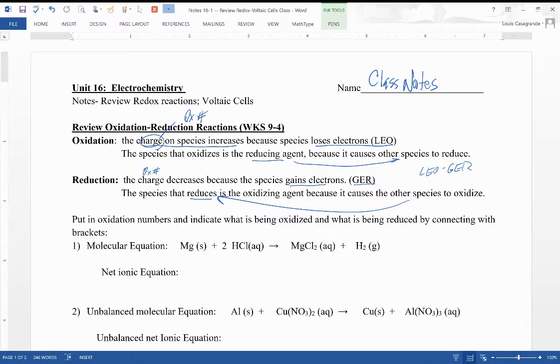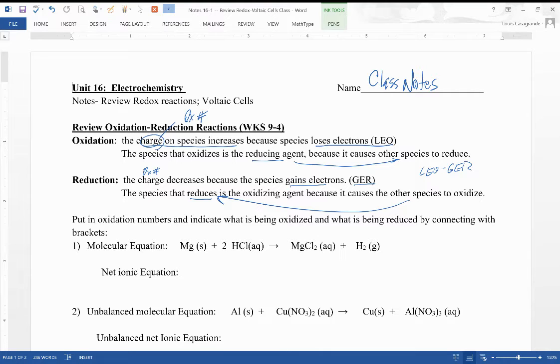Our molecular equation for the first kind of reaction is going to be looking at magnesium metal in hydrochloric acid. So this was a single replacement reaction, if you recall. And what we're going to do is start putting in oxidation numbers so that we can keep track of what's gaining and what's losing electrons.